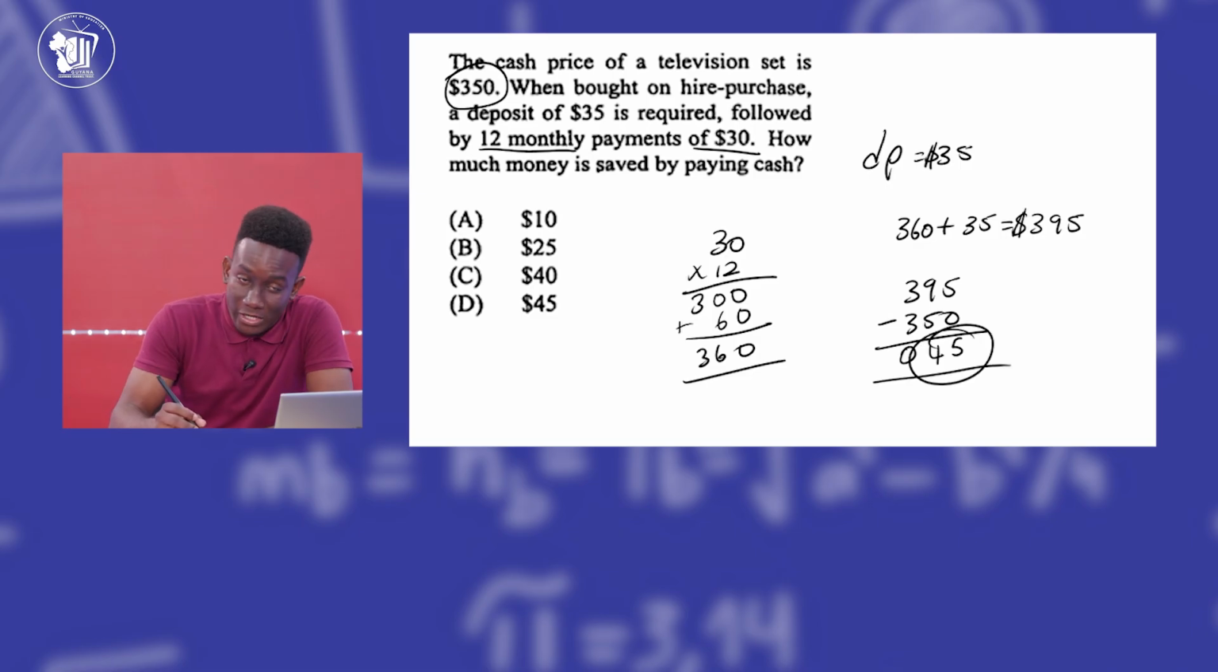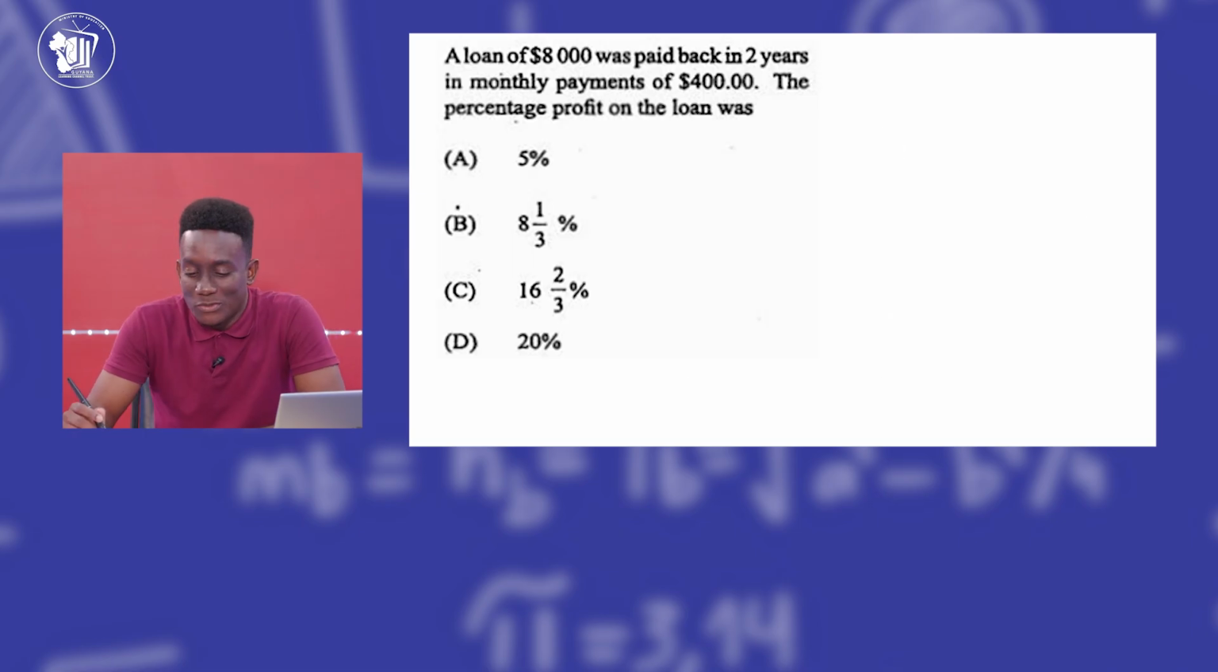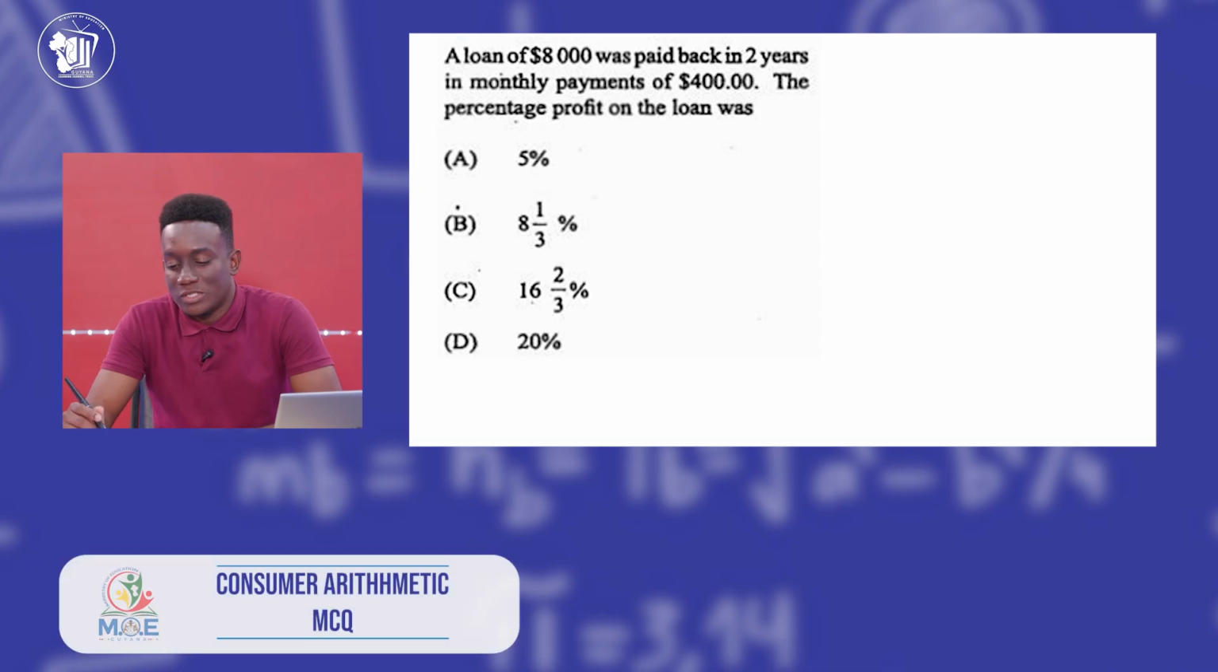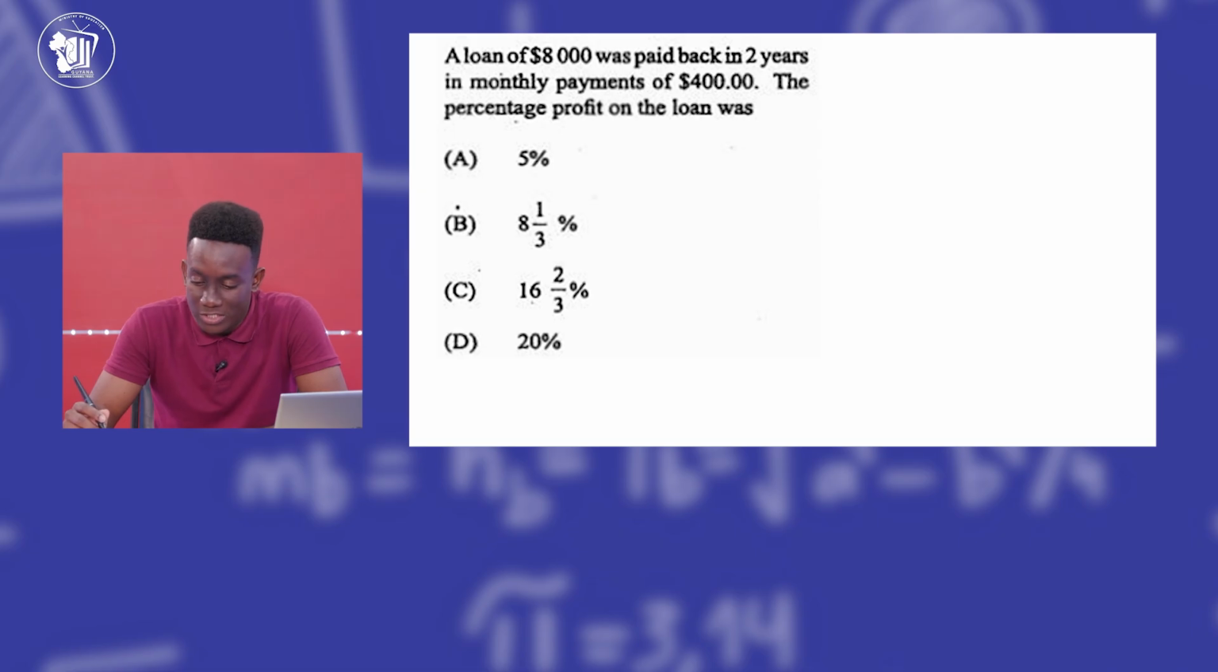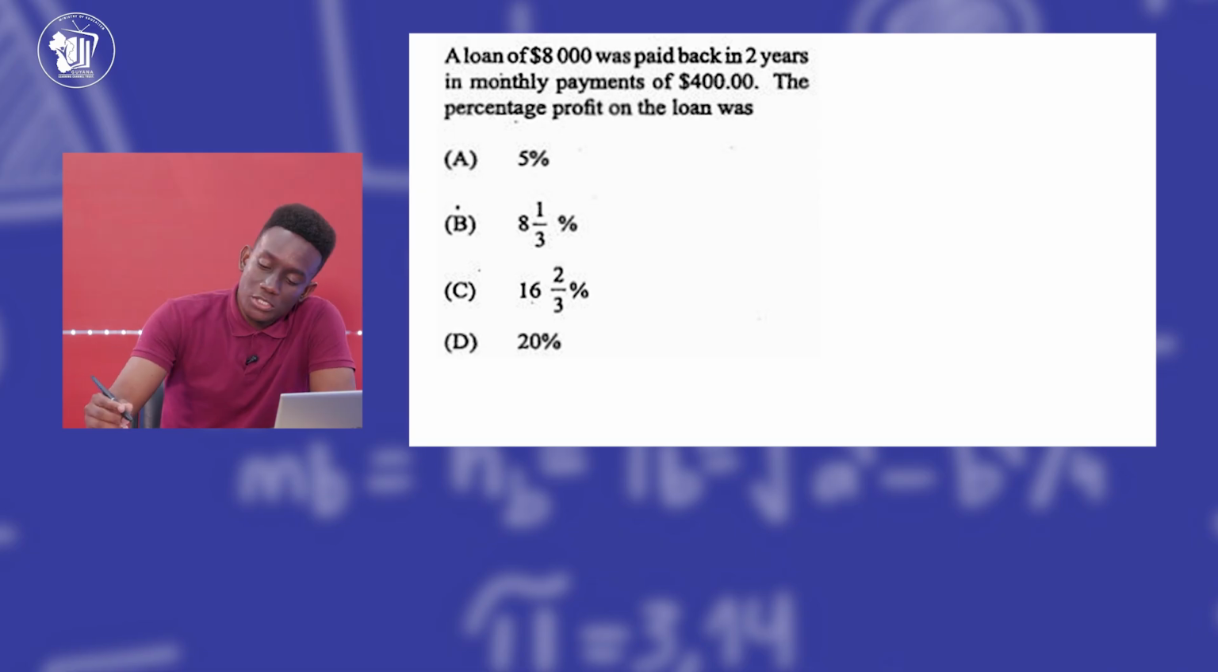So we see that they save $45 if they paid cash. So the next question says, a loan of $8,000 was paid back in 2 years in monthly payments of $400. The percentage profit on the loan was... So we see that this loan of $8,000 was paid back in 2 years in monthly payments of $400.